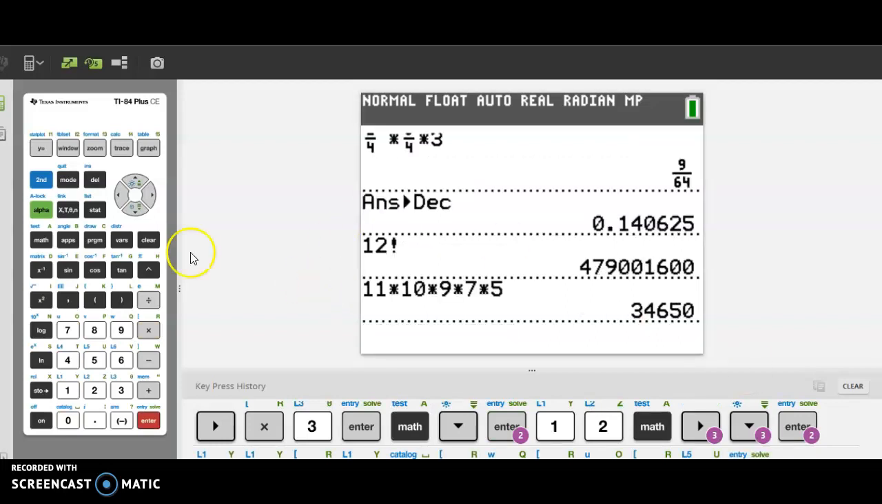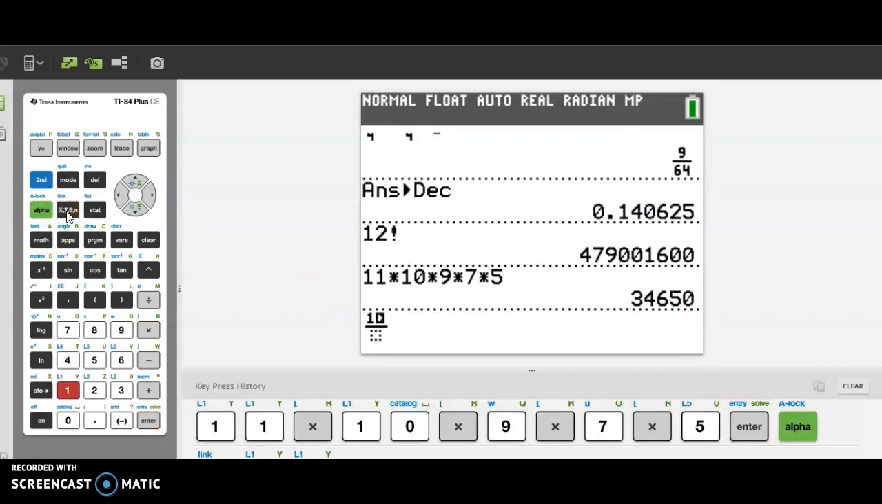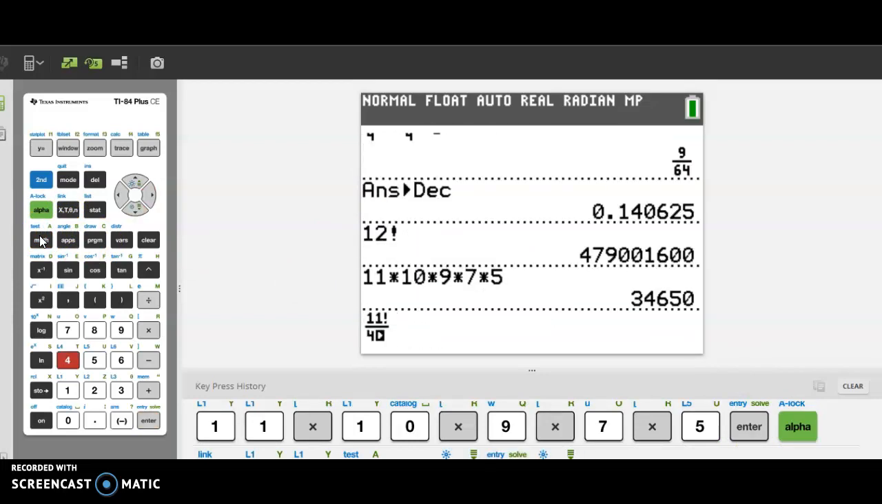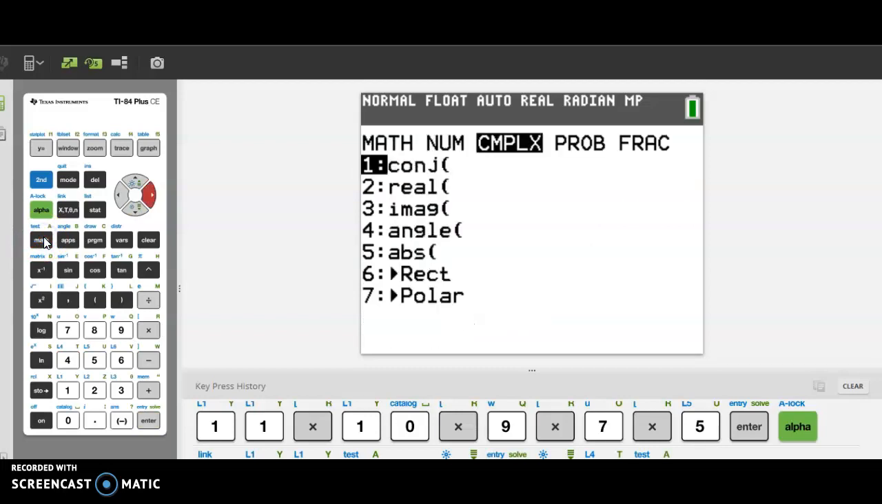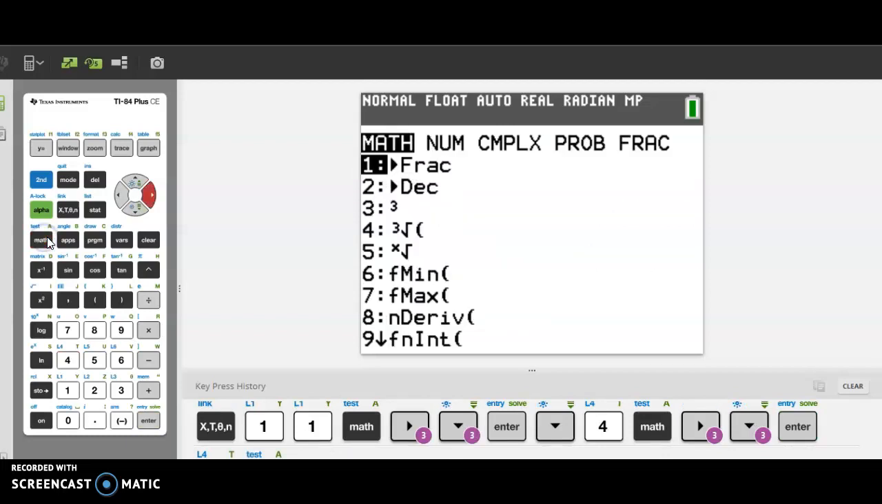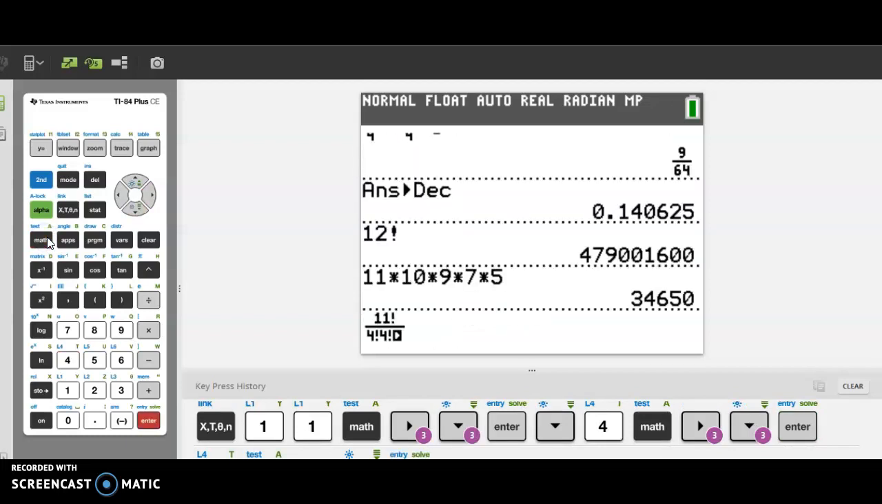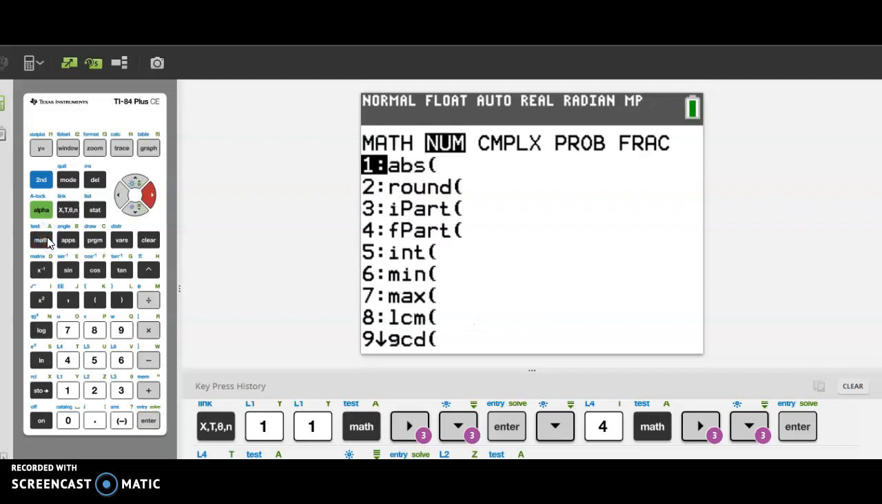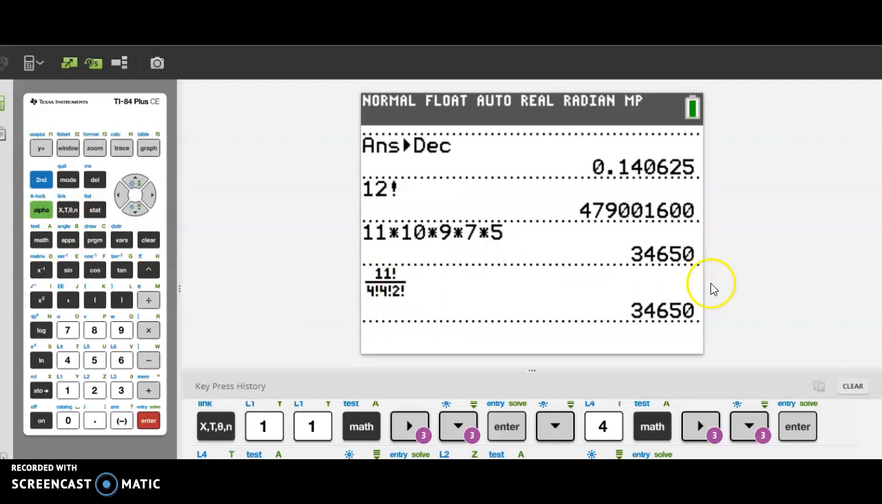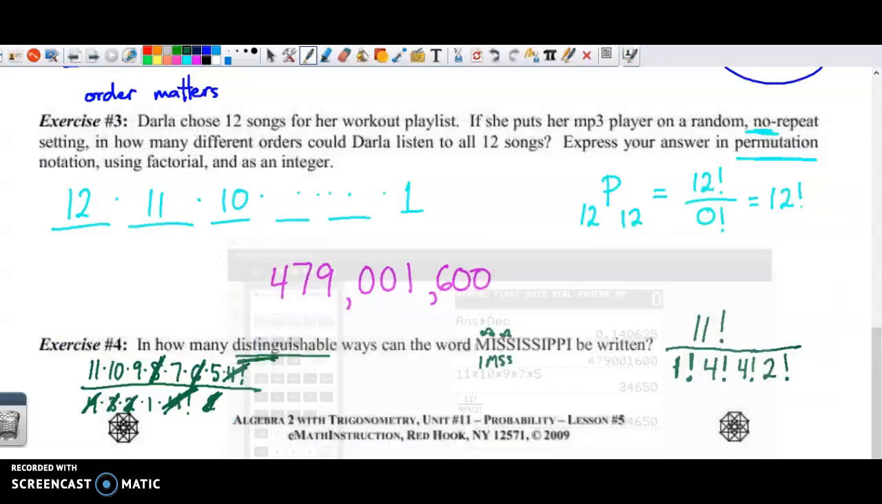I hope I really wrote that correctly. Otherwise, you could double check 11 factorial over 4 factorial, 4 factorial, 2 factorial. And I think it still works even though I didn't put multiplication. Yep, I got the same answer there. So there's 34,650 different ways that you can rewrite Mississippi and get a different word.